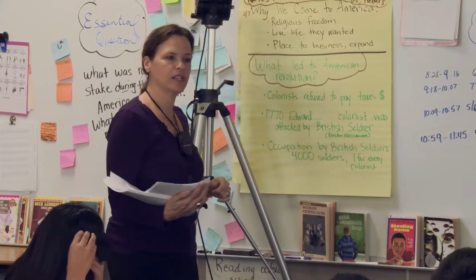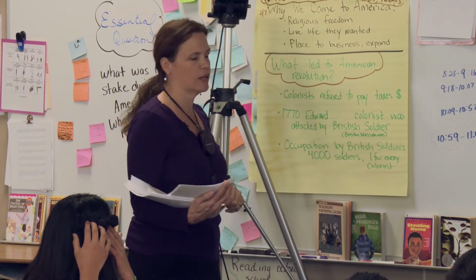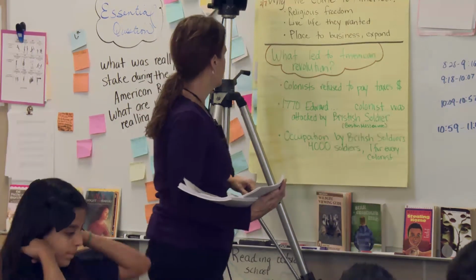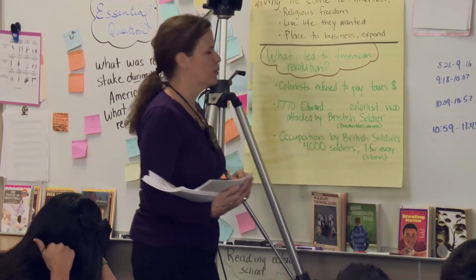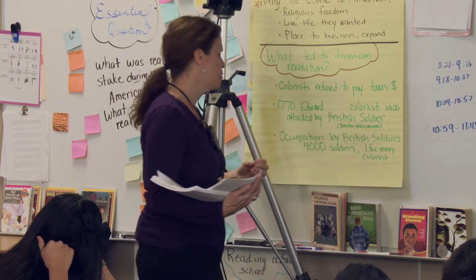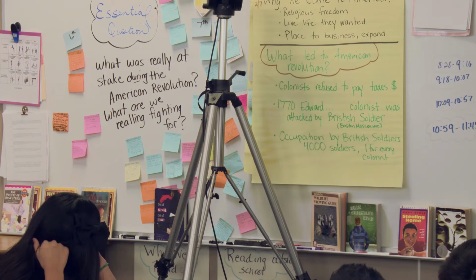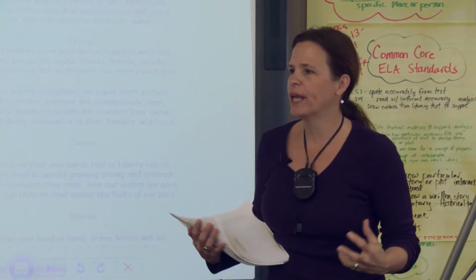In 1770, a 17-year-old young man was attacked. It was the first documented attack by a British soldier. His first name was Edward, and we thought that was the beginning of the Boston Massacre. And then finally we learned from the film that the British soldiers were occupying the colonies, and there were 4,000 soldiers. And yesterday we stood up, and we role-played what that would feel like.